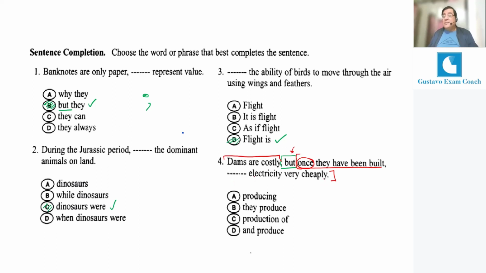All right, we need a subject and a conjugated verb. So they produce, it would be the best option. Subject and conjugated verb. Dams are costly, but once they have been built, that is dams, dams, produce electricity very cheaply. So it is the best answer choice. Option B. We have some more here.